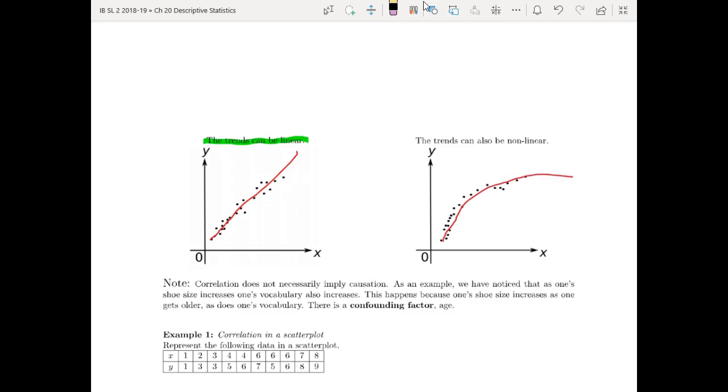Okay, in this case, this would be logarithmic, like this one right here, or you could have trends that are exponential. Means they look like this, or this. Okay, you could have trends that are cyclic. And then you could have trends that are logarithmic.